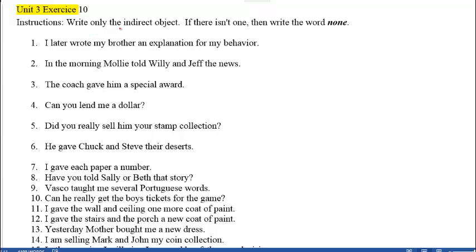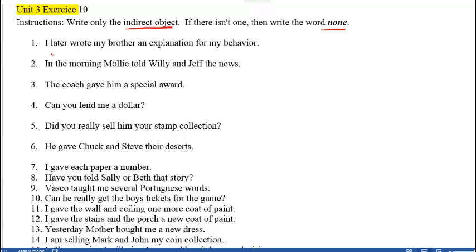In this exercise, write only the indirect object. You don't have to label and break everything down. I wanted you to do that in the previous one to kind of get in the habit to make sure you understood how to locate the indirect object. If there isn't one, then simply write the word none.